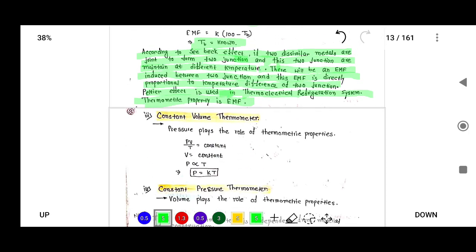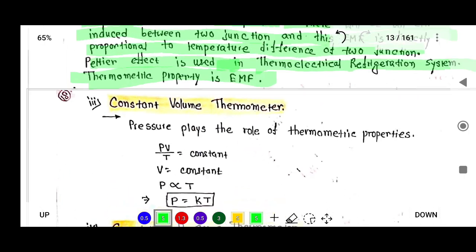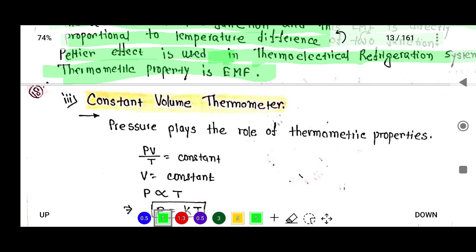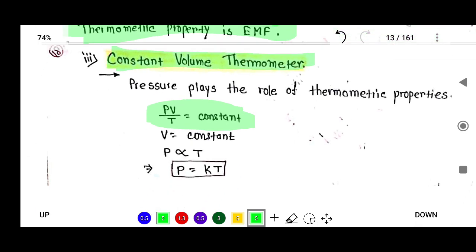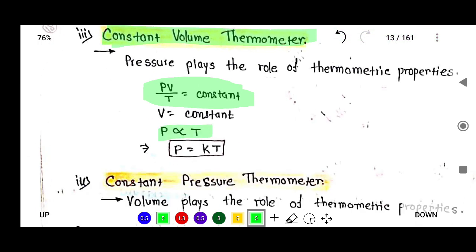Now another one, the constant volume thermometer. We know the ideal gas equation PV equals mRT. So from here you can say that P by T is constant when V is constant. So this is the constant volume thermometer. So P is proportional to T, so P equals K into T. From this relation you can find out the temperature. So here pressure plays the role of thermometric property, because pressure is changing due to temperature. That is why pressure plays the role of thermometric property.